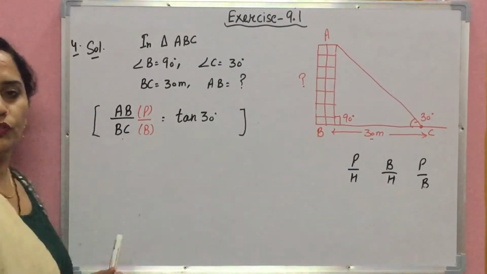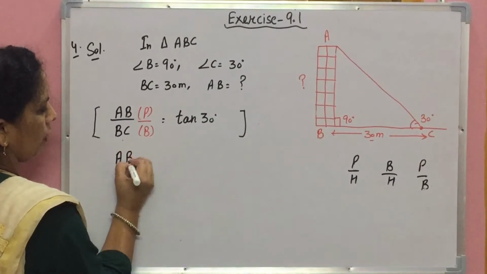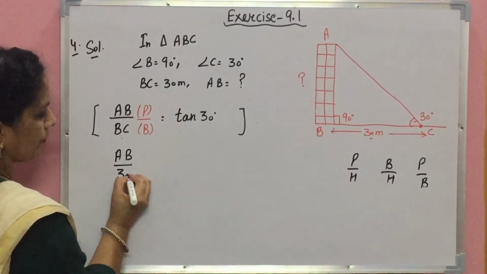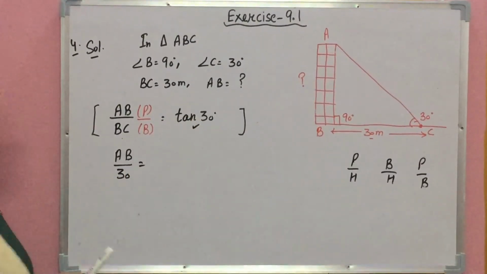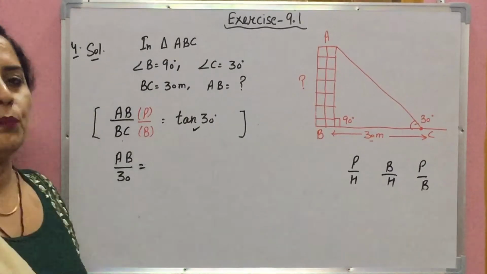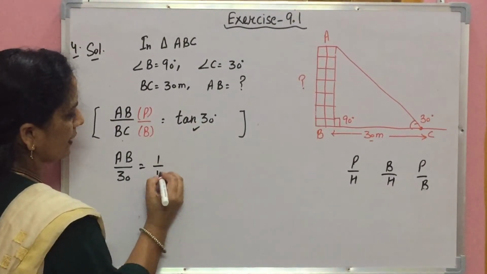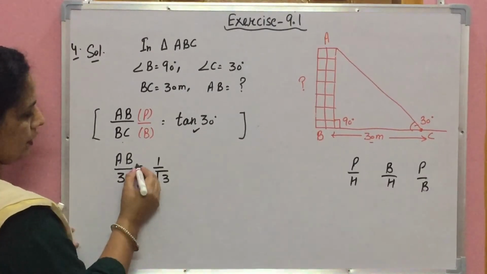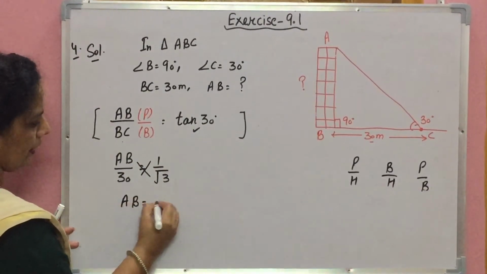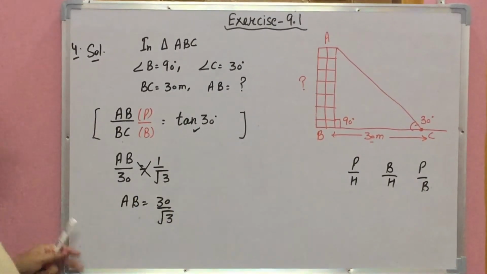Now put the value which you have given. AB, we don't know the value of AB. BC is 30. Tangent 30, find out the value of tangent 30 from the table which we discussed in 8.2. Tangent 30 is 1 by square root of 3. We can do here cross multiply. So AB is 30 divided by square root of 30.